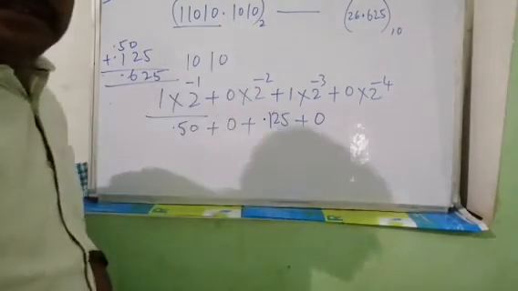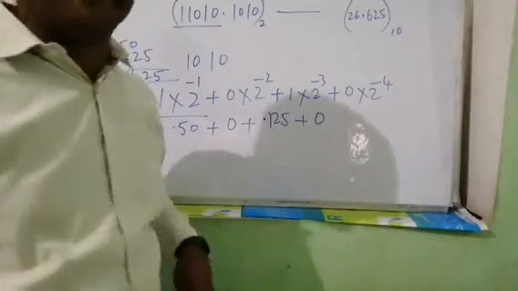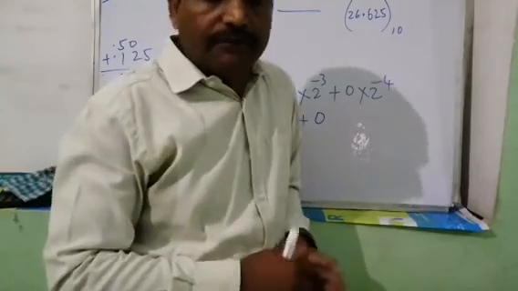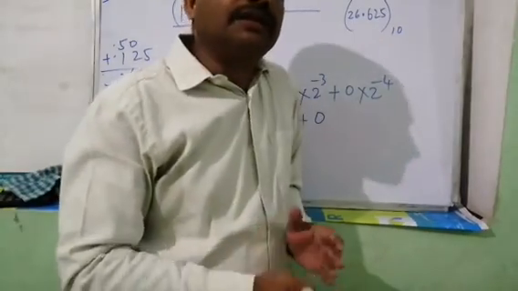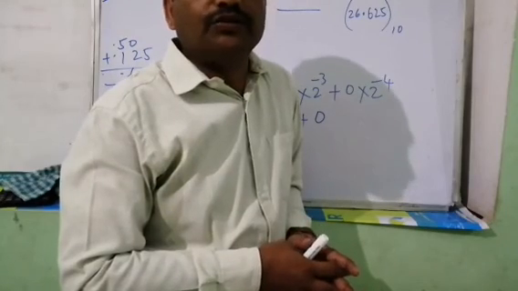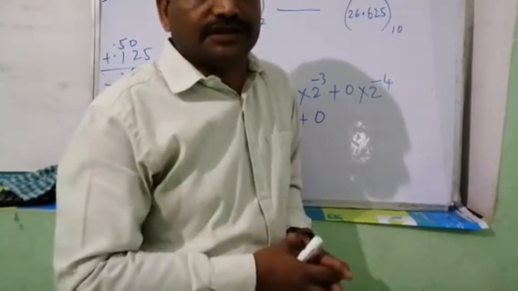So this is the decimal equivalent of this binary, and this is the way to convert any number to the decimal number system, whether it is in fraction or not in fraction. So we can easily convert into decimal number system.